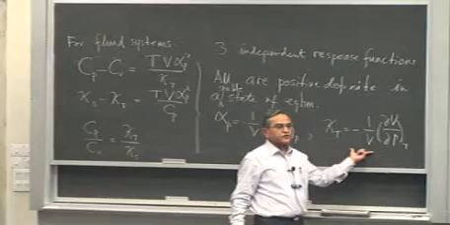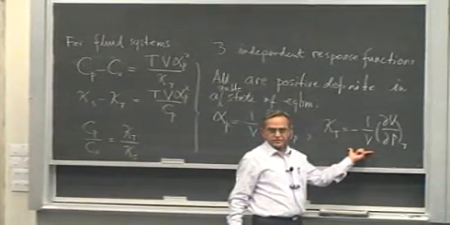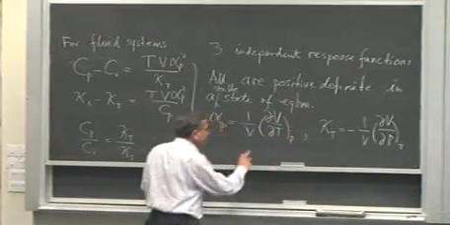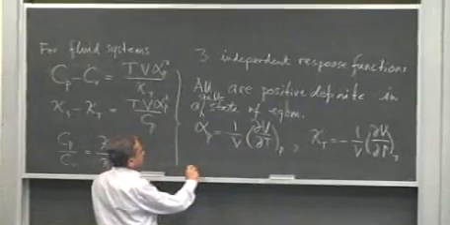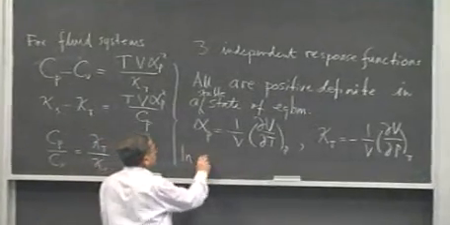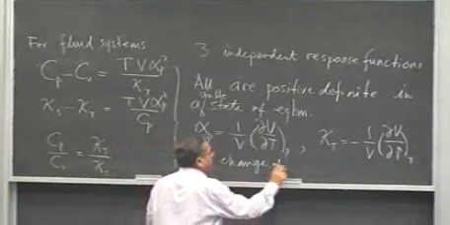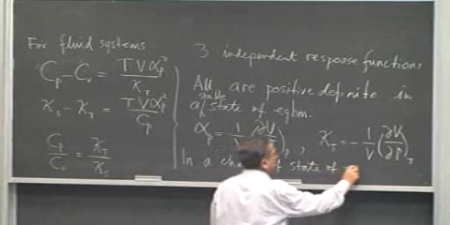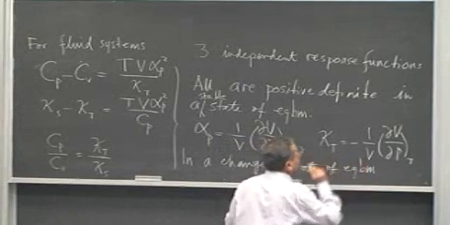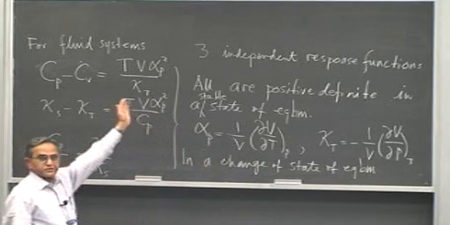what happens if your system is undergoing a change in its state of equilibrium. So in a change of state of equilibrium, they may not remain positive definite.